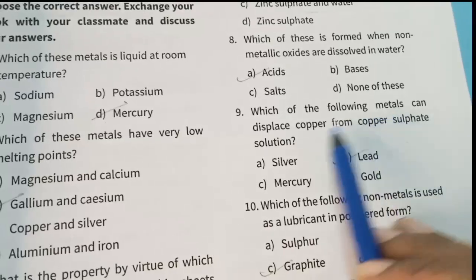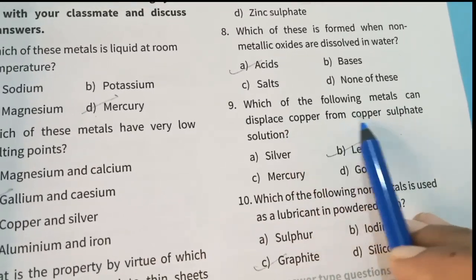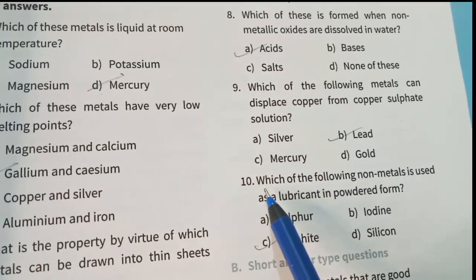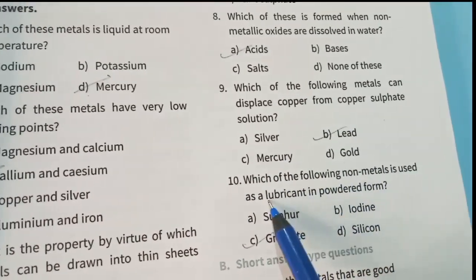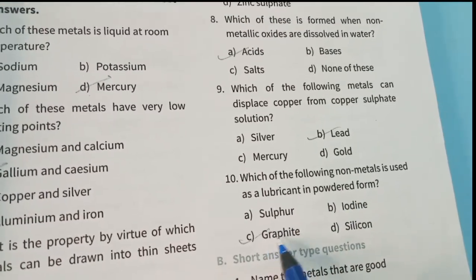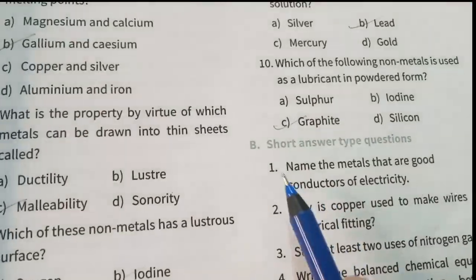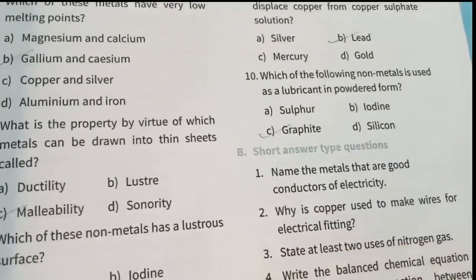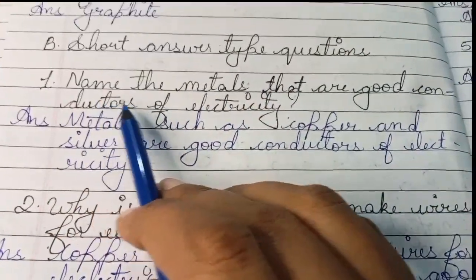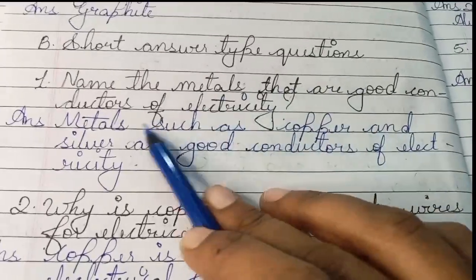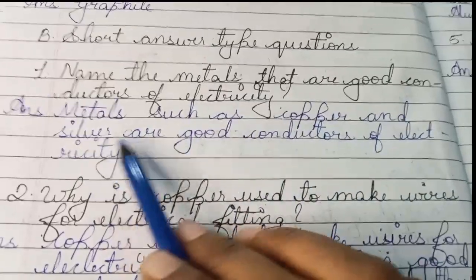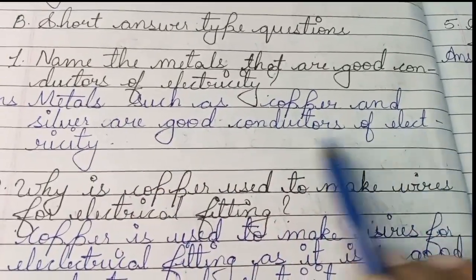Which of the following metals can displace copper from copper sulfate solution? Answer, lead. 10th question, which of the following non-metals is used as lubricant in powdered form? Answer, graphite. Now, short answer type questions. Name the metals that are good conductors of electricity. Answer, metals such as copper and silver are good conductors of electricity.